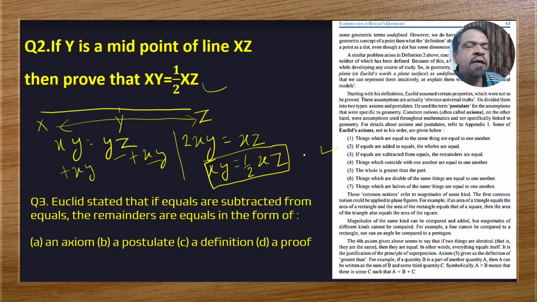The question may be asked as a 1 mark MCQ. To solve this one, which axiom will we use? The second axiom. Now come to the next, third one. Euclid stated that if equals are subtracted from equals, then remainders are equal. See the third axiom: if equals are subtracted. So what is it? Axiom. Definition we saw in previous pages. Proof you know in geometry. Postulate we'll do on the next page. So the answer will be axiom.